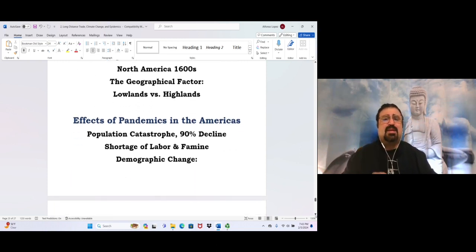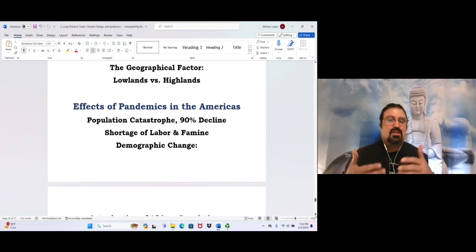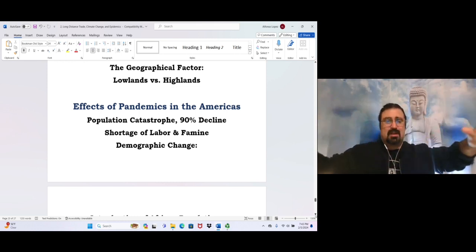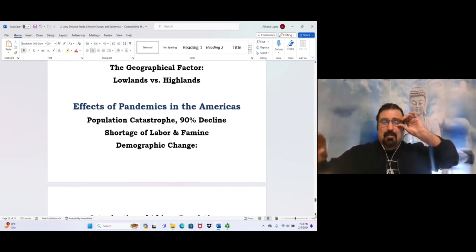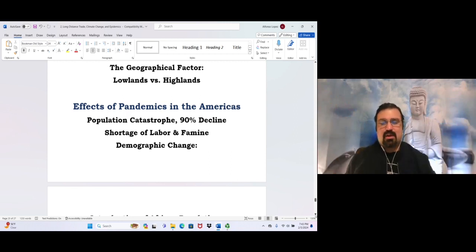Now, of course, people that tended to live in the lowlands were largely affected by the pandemics, whereas people that live in the highlands were affected the least, let us just say. So there was a geographical factor in this. This is very important to note. Again, cooler areas in the highlands were less prone to the spread of disease. And the populations were sparsely located as well. They were pretty much less concentrated.